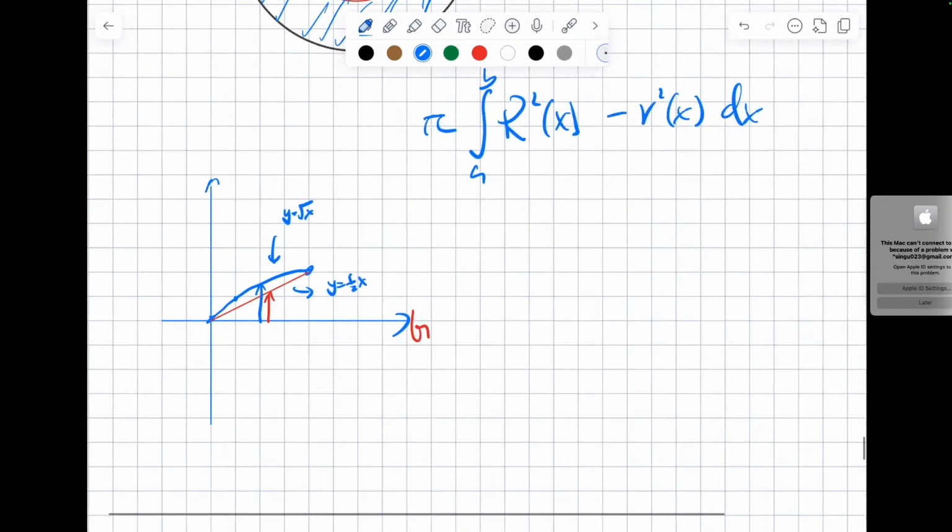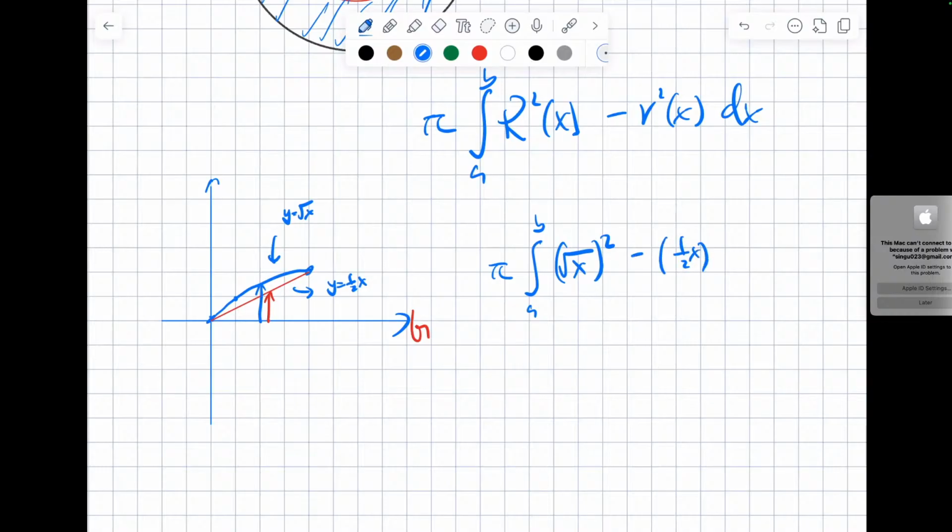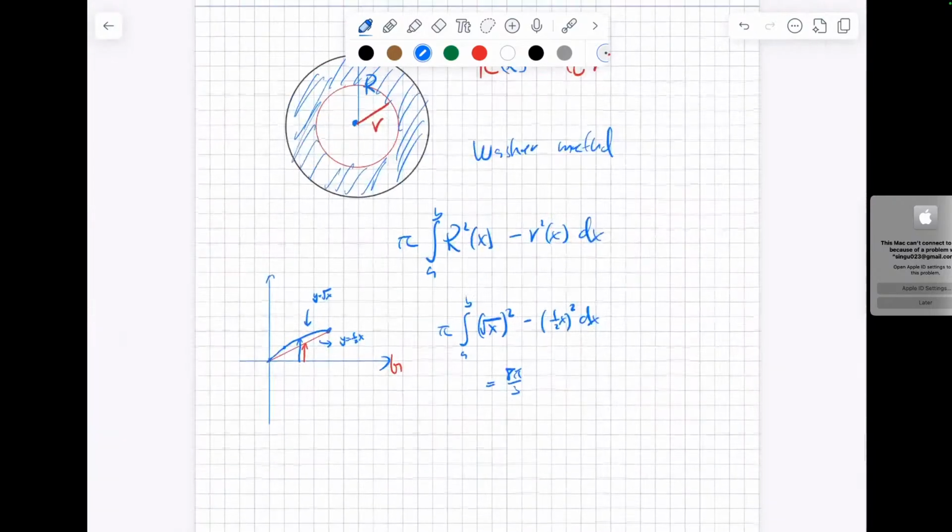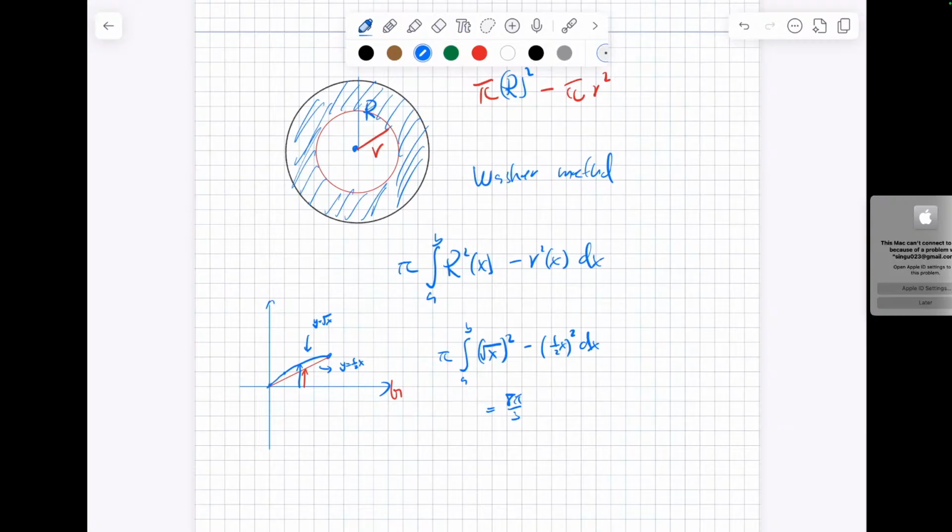I have no idea, but the setup should be pi integral from a to b. The big R is square root of x, squared, right? The small r is 1/2 x, right? And that's it. I don't know what it ends up to be. Is the second one square? Yeah, square. I thought it was square. Thank you. So what does it end up to be? 8 pi over 3? Okay. Is that okay?